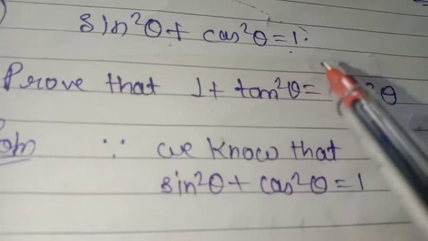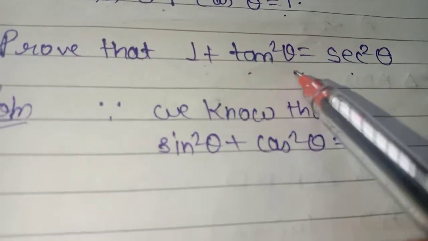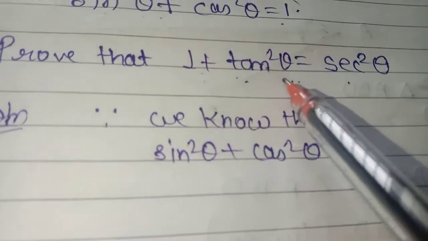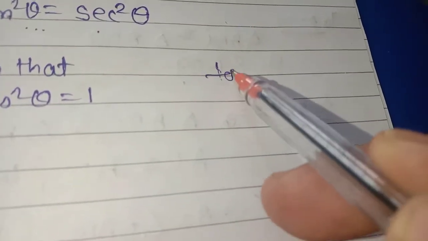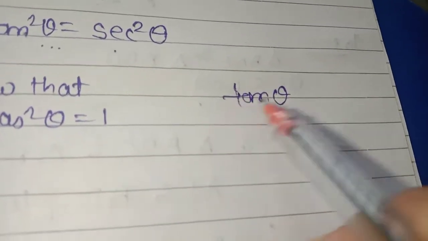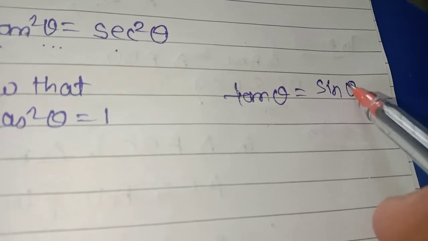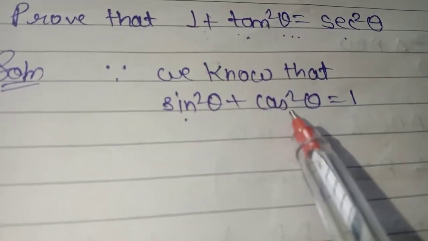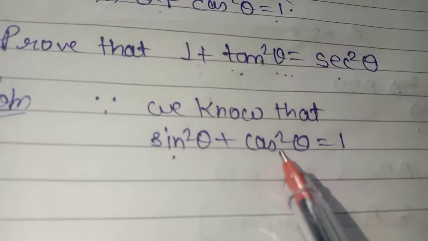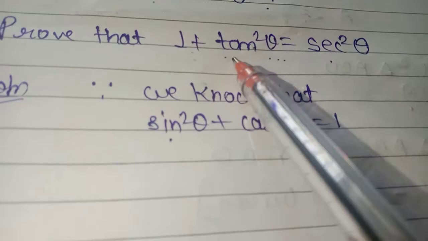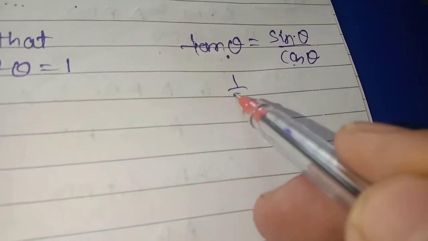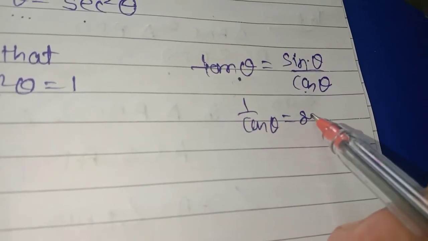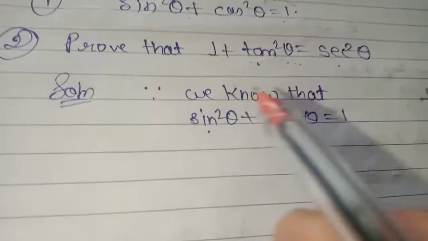Now see, we need tan square theta. So how will I get tan? As I told you, we know the relation tan theta is equal to sin theta upon cos theta. Clear? Tan theta is sin theta upon cos theta. So if I divide the whole term by cos square theta, I will definitely get tan square theta, as well as we also know that 1 upon cos theta is equal to sec theta. So let's do it now.